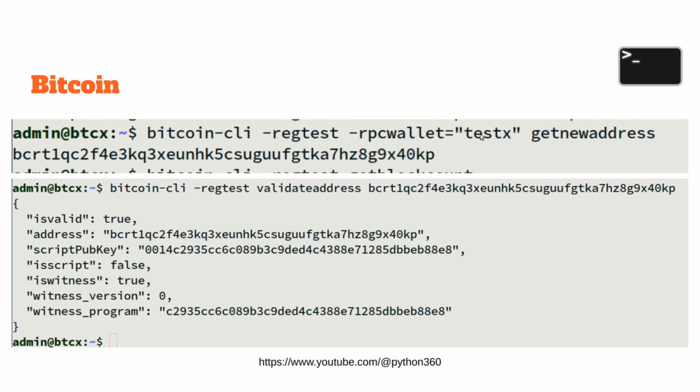Bitcoin Core, regtest, RPC wallet test, get new address, there we see. Also, regtest validate address. As we saw earlier with the Python code, you can validate an address using Python. However, here we're doing it with bitcoin-cli.